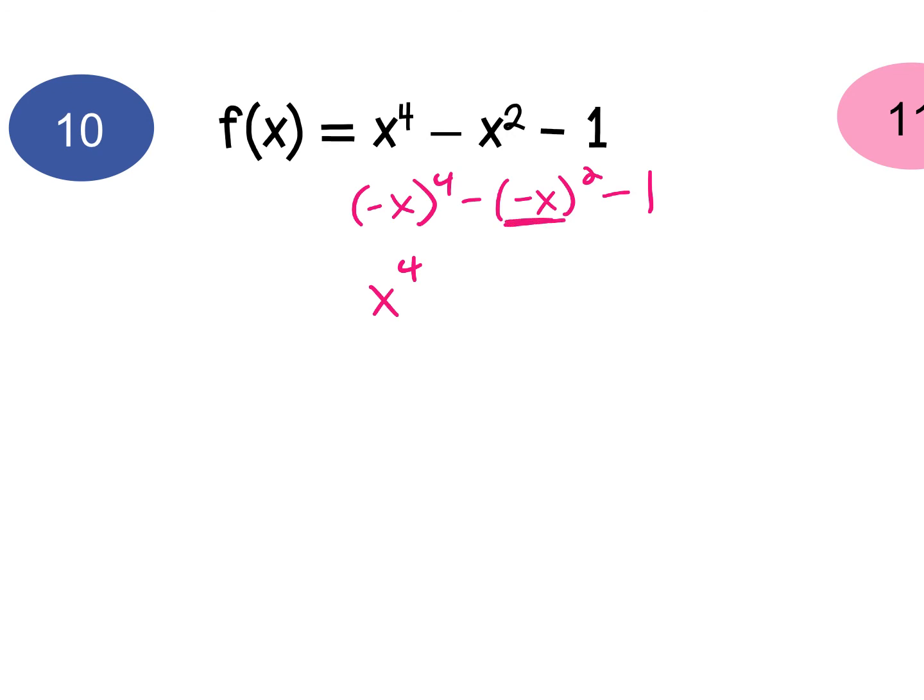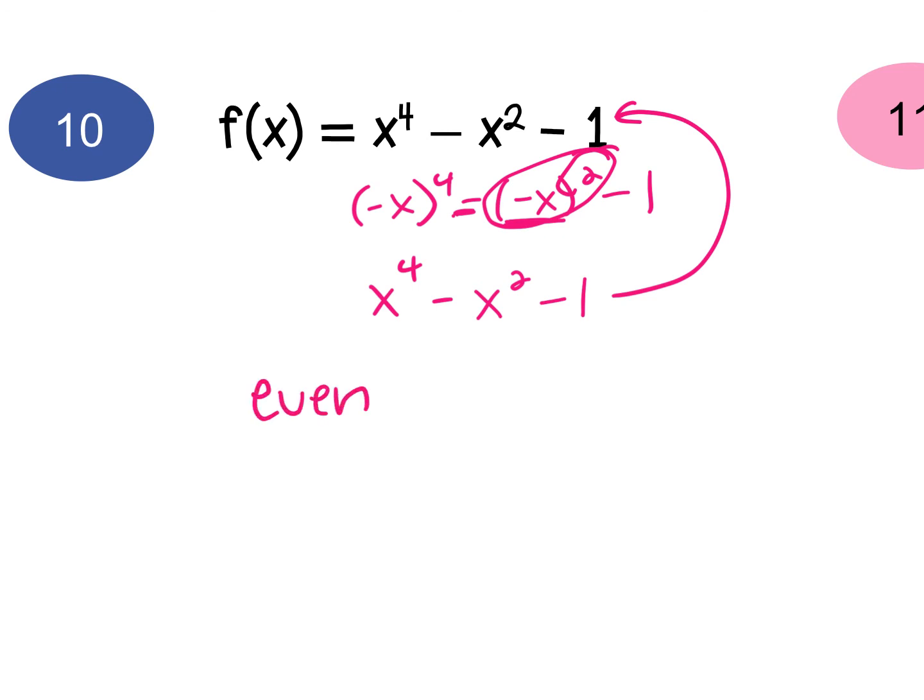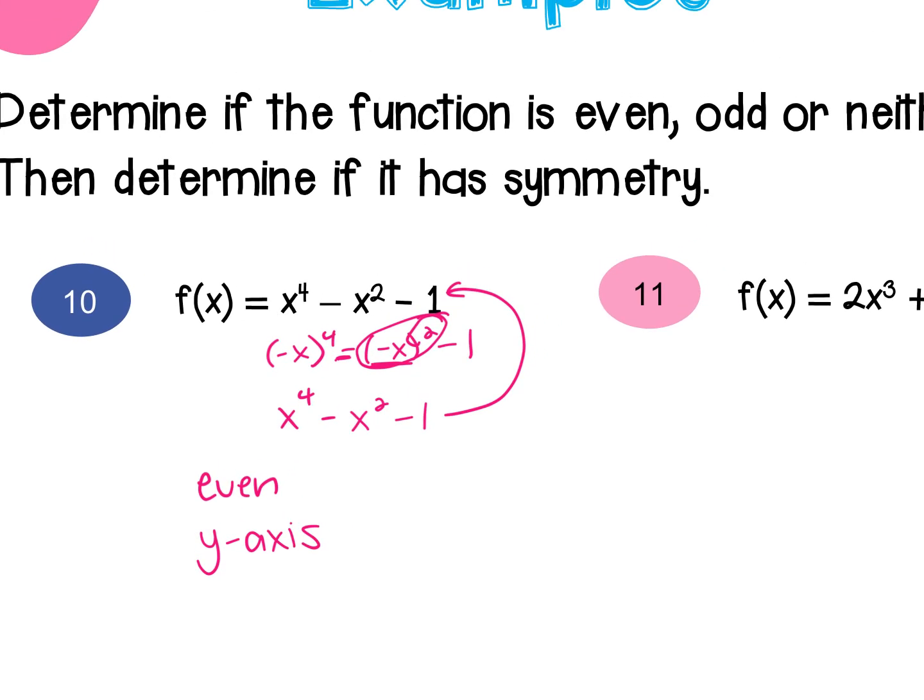Then negative x to the second makes this positive, but this negative is still there. So minus x squared minus 1. Compared to your original, what's true? They're the same, right? If it's the same, it's even. And if it's even, what kind of symmetry? Y-axis symmetry. So that's the 2 parts. Figure out if it's even, odd, or neither, then determine if it has symmetry.